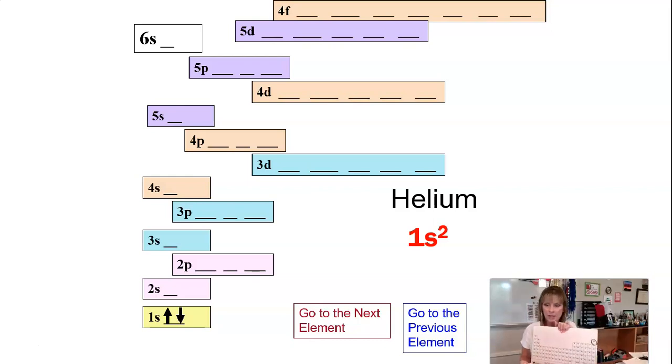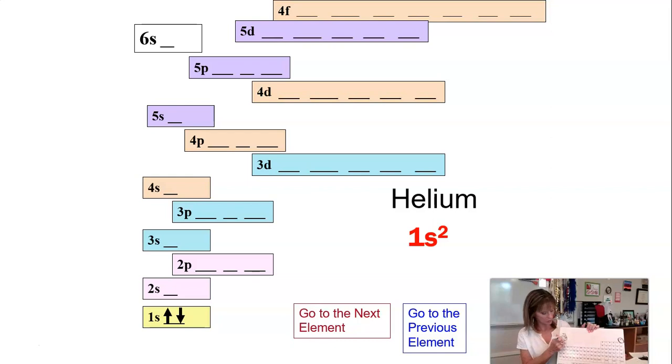Okay, so here's helium. When I do electron configuration, I start out with energy level 1, the first energy level. This is the S block, and I know helium is right here. There's helium, first energy level. Helium is in the S block, and it has 2 electrons.